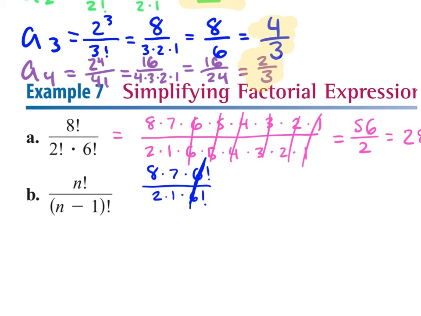If you wanted to, you could multiply 8 times 7 times 6 times 5 times 4 times 3 times 2 times 1, get an answer, and then multiply 2 times 1 times 6 times 5 times 4 times 3 times 2 times 1, and get an answer, and then divide it that way. More work for you, but if you want to do it that way, do it that way. Any questions here? All right, let's look at B.